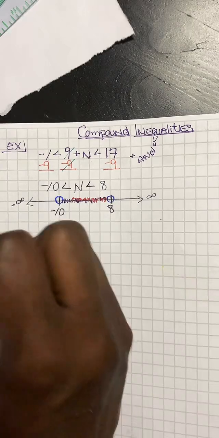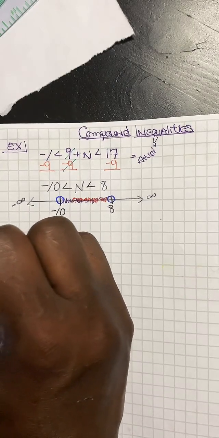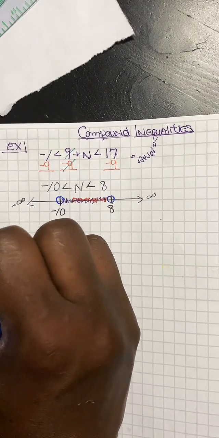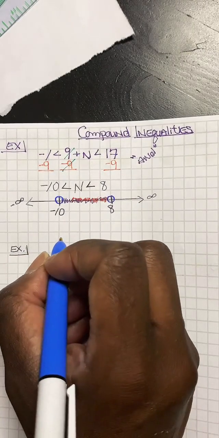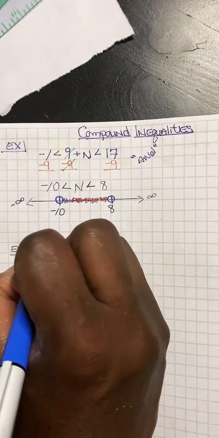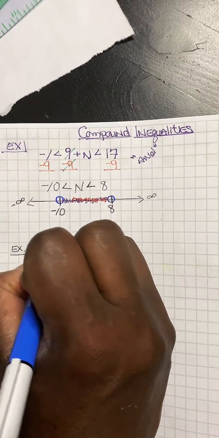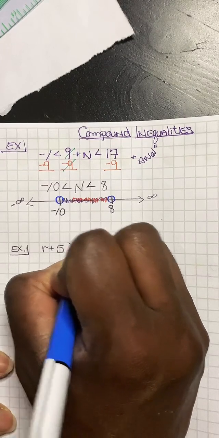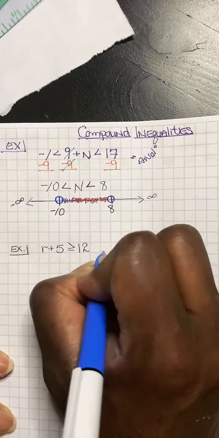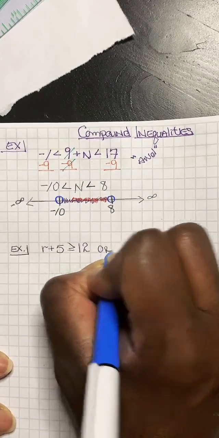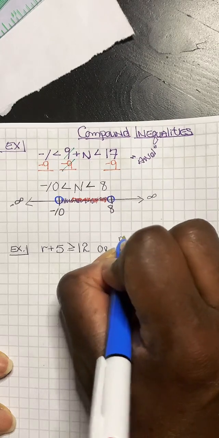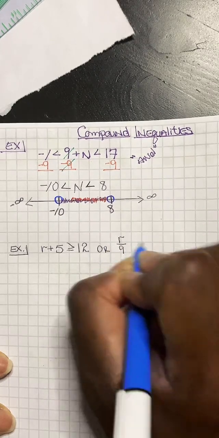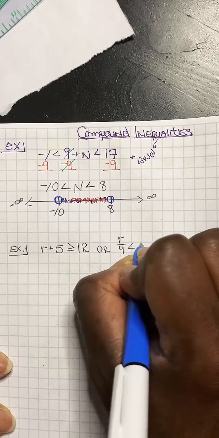Okay. Let's go with this one. So we have r plus 5 is greater than or equal to 12, or r over 9 is less than 0.